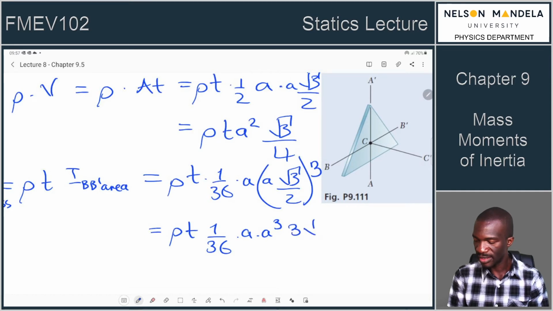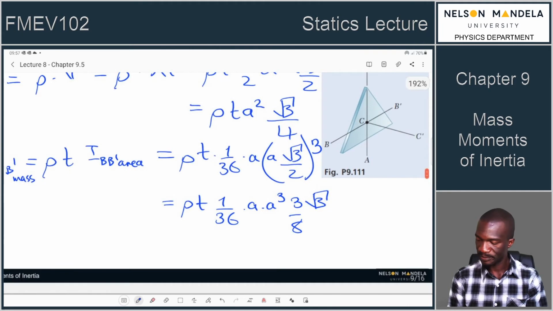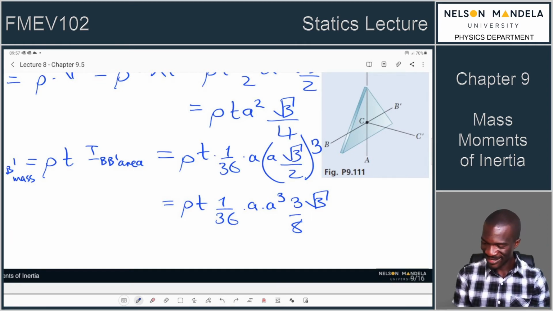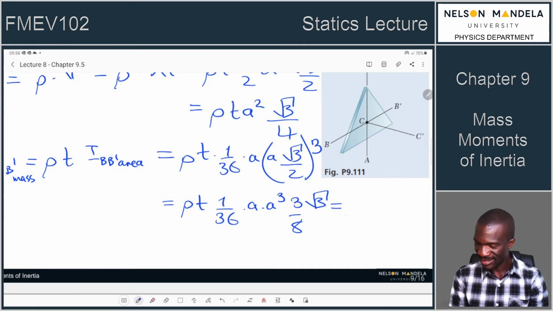This would be obviously 3 root 3 over 8, isn't it? 3 root 3 over 8. And then the rest is history. Right, what did we want to use? We said the mass is a rho T A squared. So we have an A to the 4. Let's just simplify this. Actually, let's write this in terms of the mass, so that we can extract it.